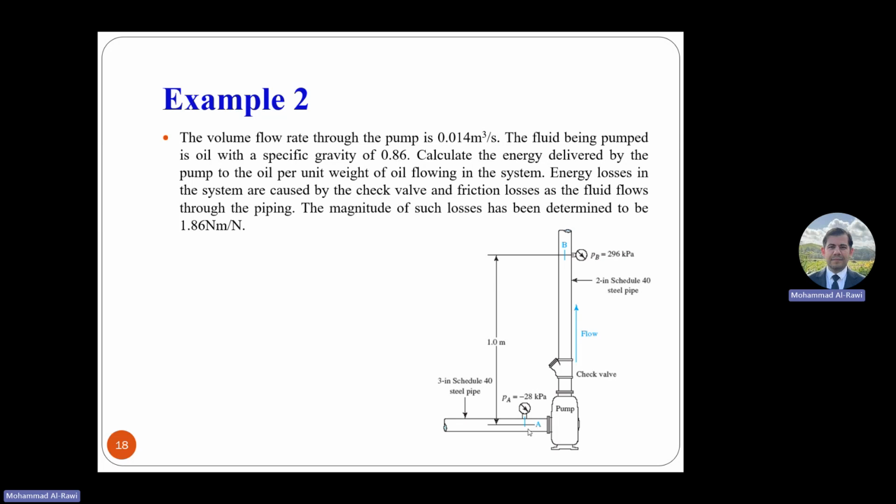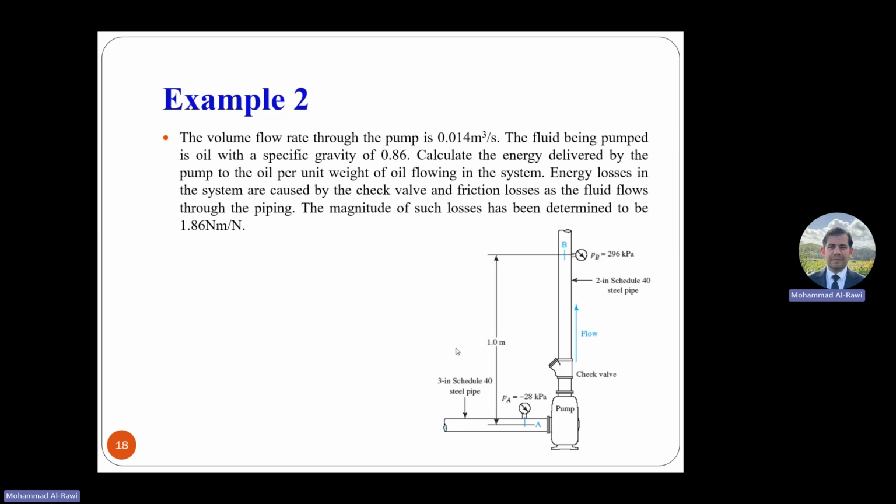You have point A, and this is the direction of the flow, so we always start from A to go to B. The pressure given to us here is a negative vacuum, minus 28 kilopascal gauge, going to 196 kilopascal gauge at point B. This also has a 2-inch schedule 40 steel pipe. Again, from the appendices of the textbook, you can find these values, and the direction of the flow.